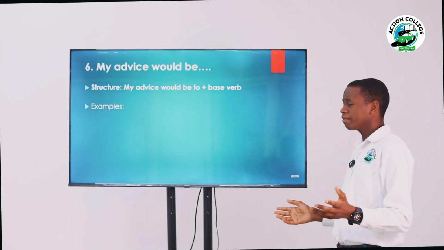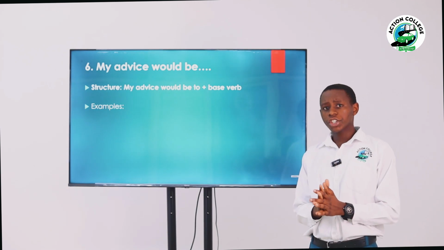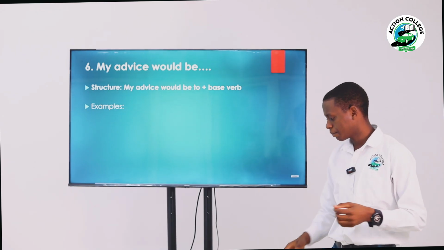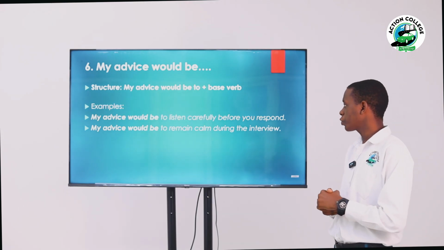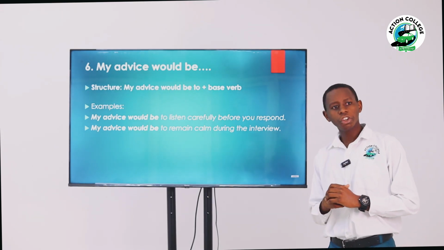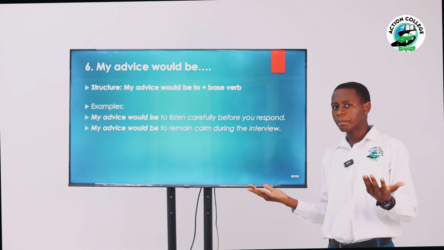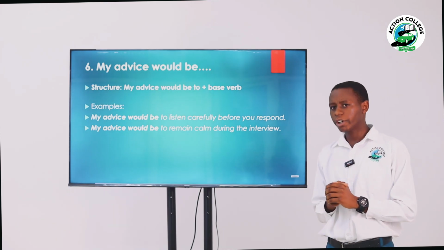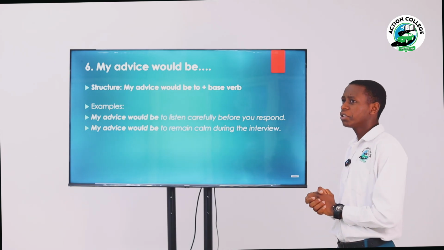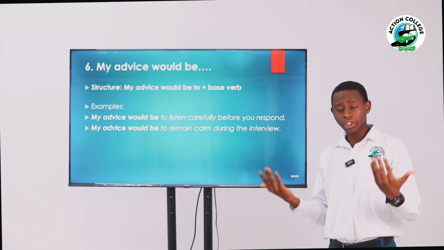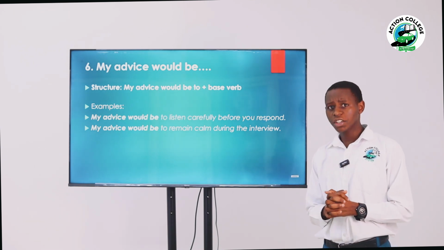My advice would be, plus to, plus base verb. I told you that the base verb is the infinitive one. For example, you can say, my advice would be to listen carefully before you respond. Many people don't like to respond when they understand something, but you can encourage someone. My advice would be to listen carefully, for example, to the parents, maybe to your leader, to your superior, to anyone you would like to recommend him to listen to.